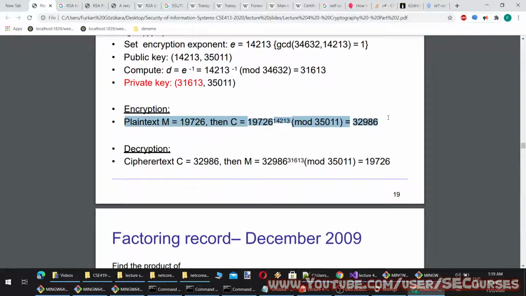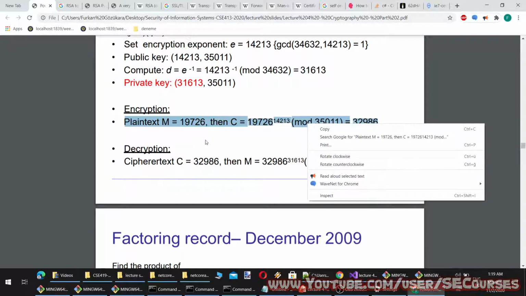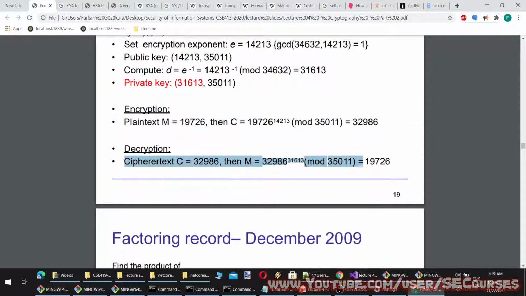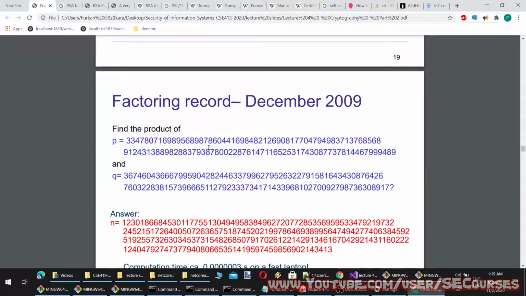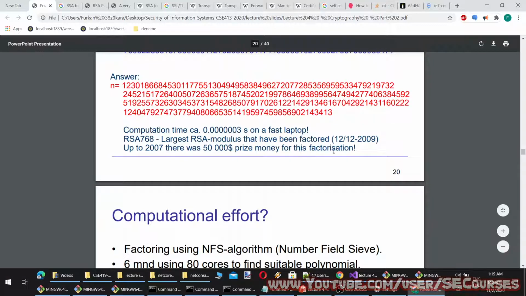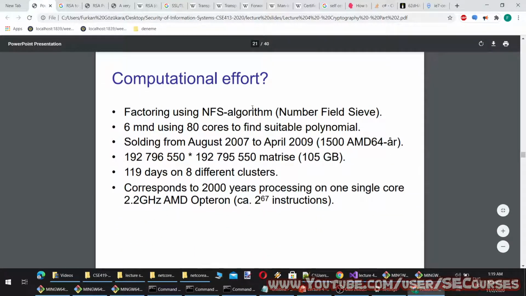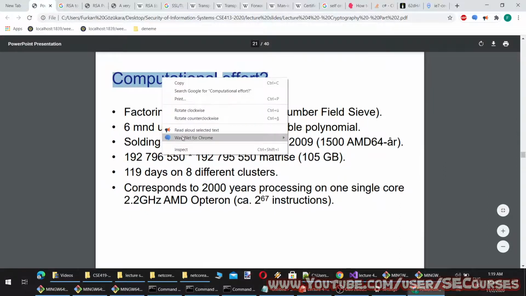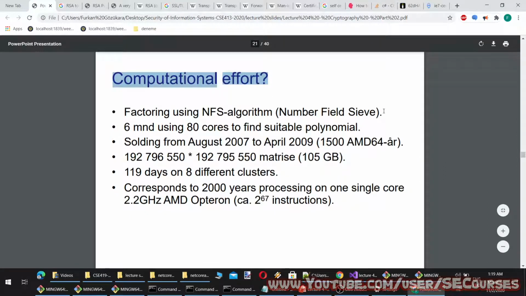Encryption works this way, and decryption works this way. There are factoring records. Okay. Computational effort?